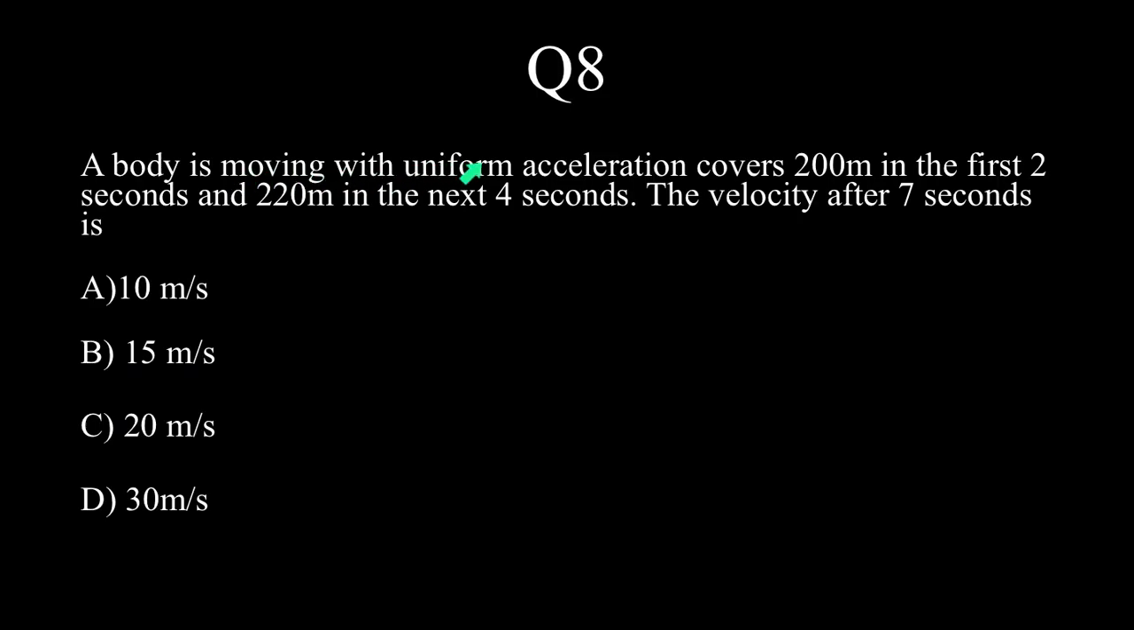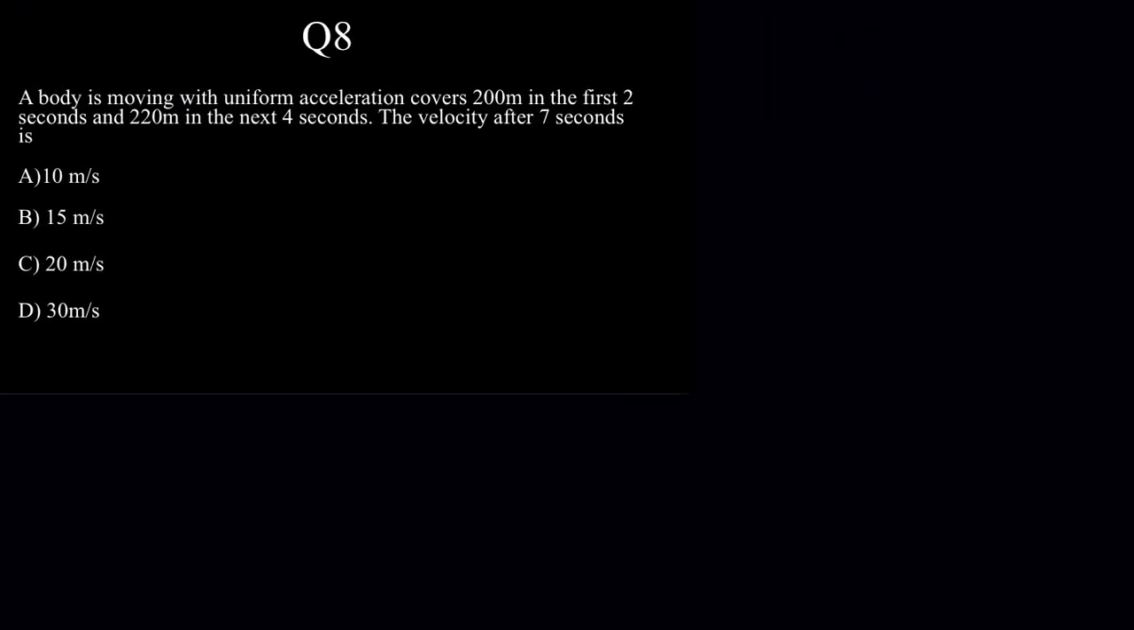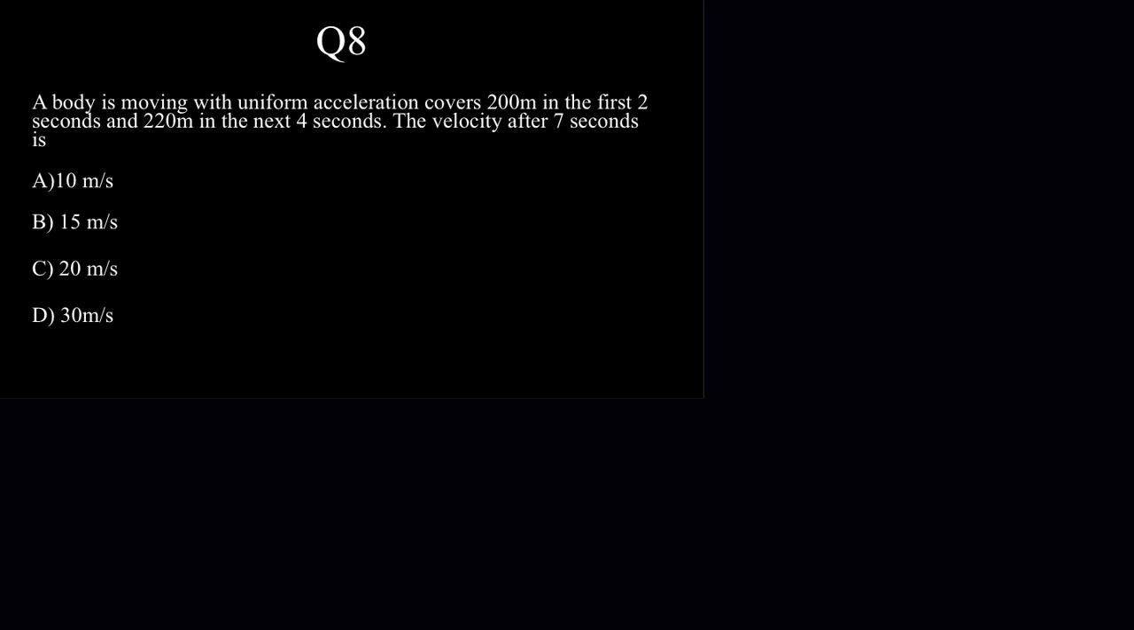A body is moving with uniform acceleration, covers 200 meters in the first 2 seconds and 220 meters in the next 4 seconds. The velocity after 7 seconds is? A relatively difficult question, I would say. So let us consider the motion diagrammatically. The body starts from A. It covers 200 meters, then reaches B, and then it is at C.